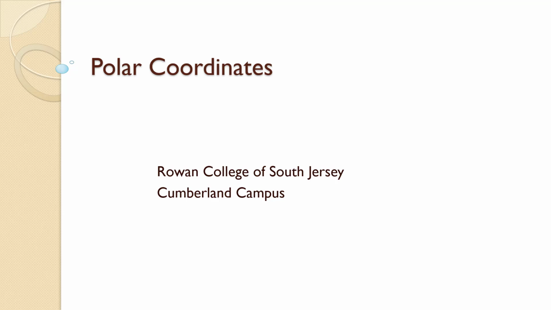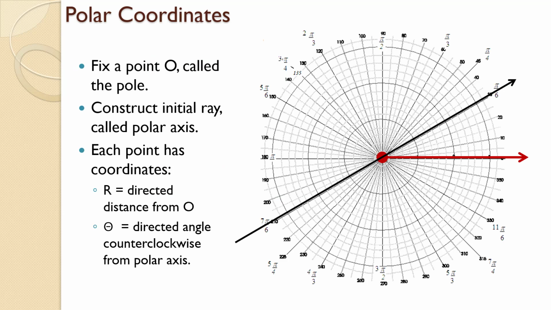In this video, I introduce polar coordinates. Fix a point in the plane. From that point, create a ray called the polar axis. The point will be called the pole. Now this ray will create the positive direction for a real line.